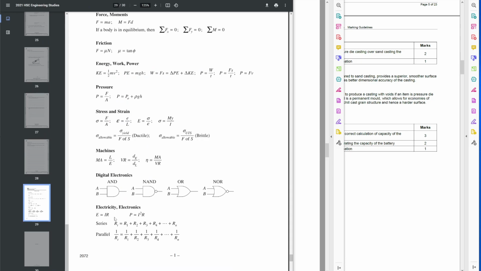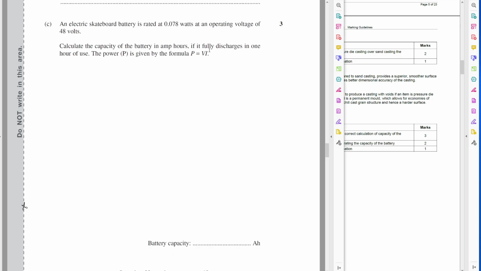Here we go. They've given it as power equals I squared R, but if they were going to write it, they'd write it as IE because they've got E for electromotive force. They've written it here just to really help you out. Okay, so they've told us the voltage, they've told us the watts, so we're going to find the current, and they've told us it takes 1 hour. Okay.